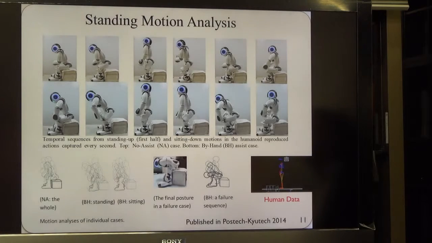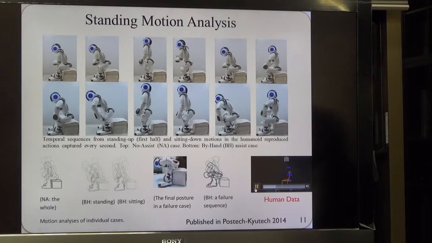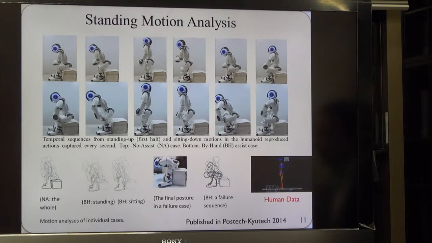After learning that, we implemented the same thing for the standing up motion of the robot, and we analyzed it along with the human data also. This is the human data collected from motion capture devices.